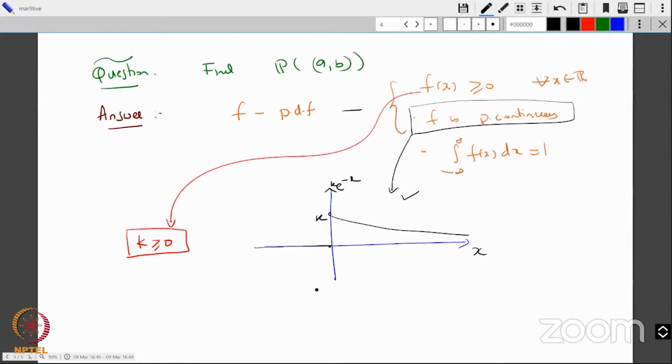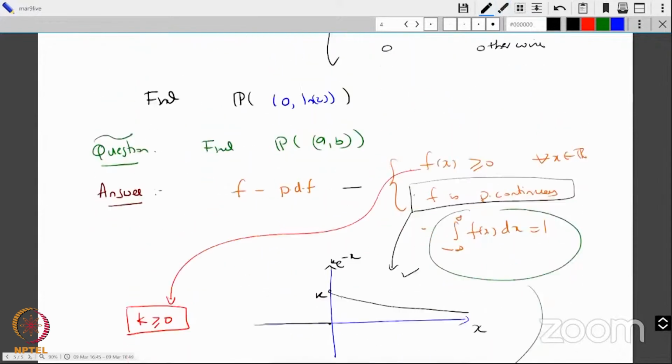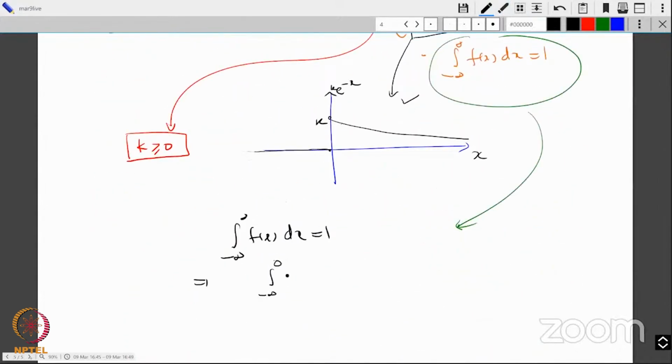Now, what does the last part tell you? This is the part we have to check. When will this be equal to 1? I need the integral from minus infinity to infinity of f of x dx to be equal to 1. From minus infinity to 0, the function is 0. So the integral of 0 dx, plus from 0 to infinity, k e to the minus x dx, has to be equal to 1.